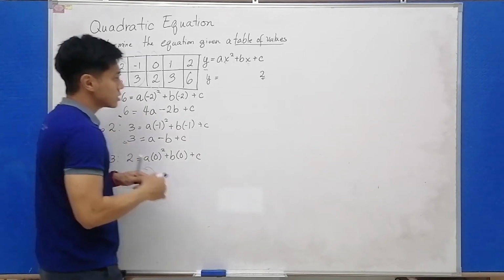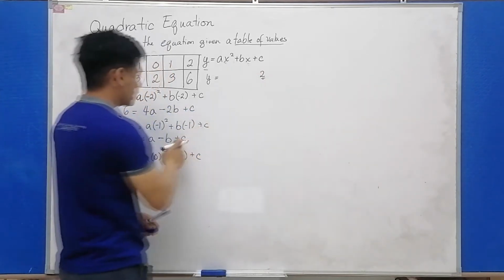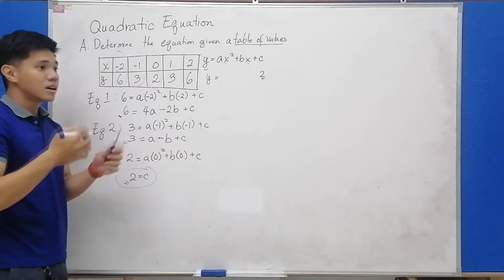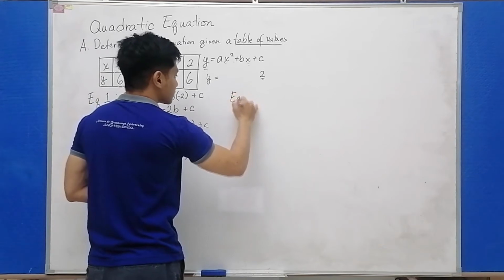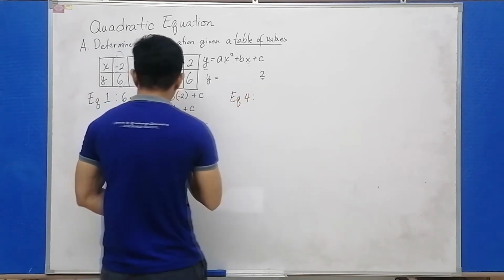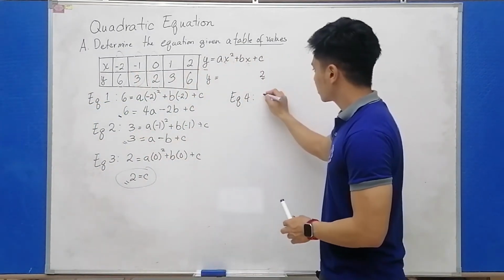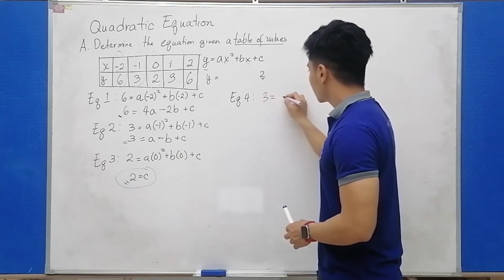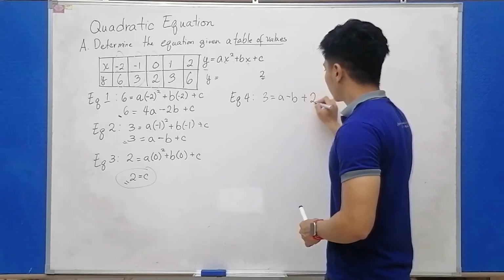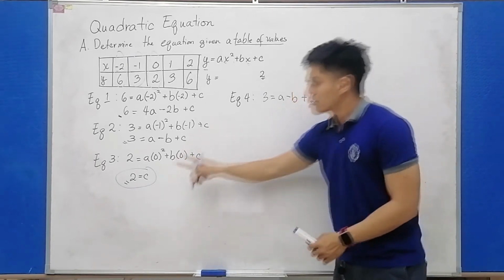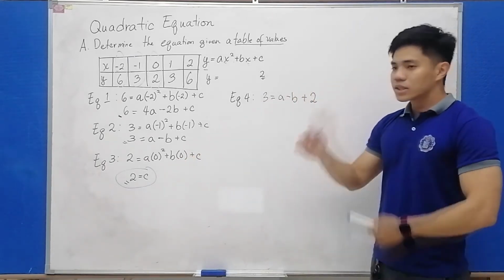So let's take equation 2 and we'll substitute 2 into the c space to get us equation 4. So for equation 4, we will manipulate equation 2. We have 3 is equal to a minus b plus 2. The 2 came from the c term. Okay, so what do you want to solve first?